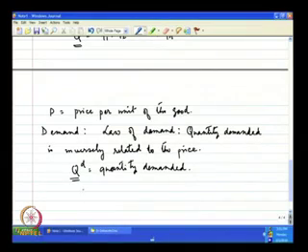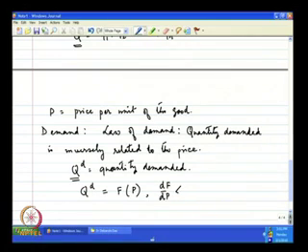So, if the price in the market for any good rises, the demand for that good has a tendency to fall, and vice versa, that is, if the price falls, then the demand might increase. So, there is an inverse relationship between price in the market and the quantity demanded. This is written as the following: QD is a function of P, where dF/dP is negative.